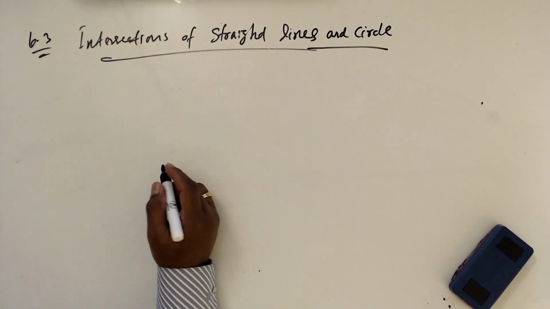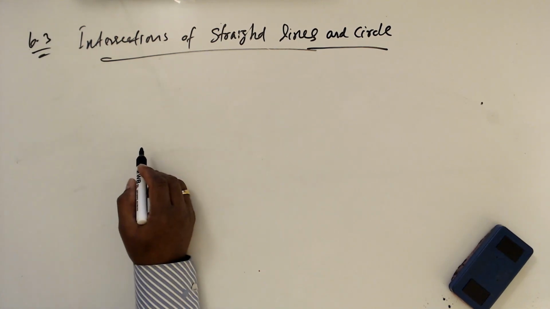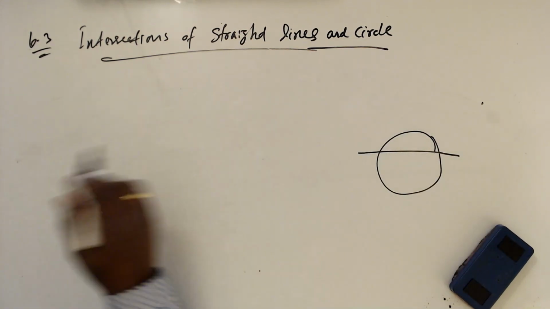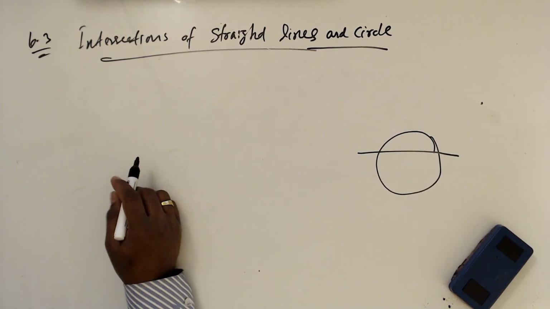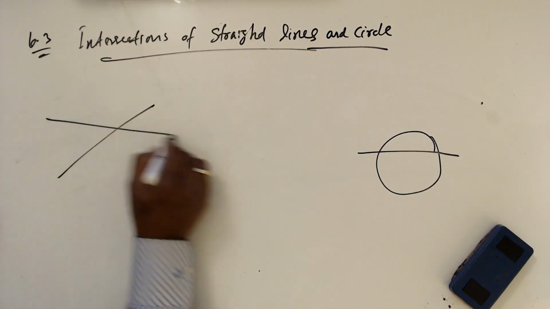6.3 Intersection of a straight line and a circle. We are talking about the intersection of a straight line and a circle. But we know the intersection of two lines.